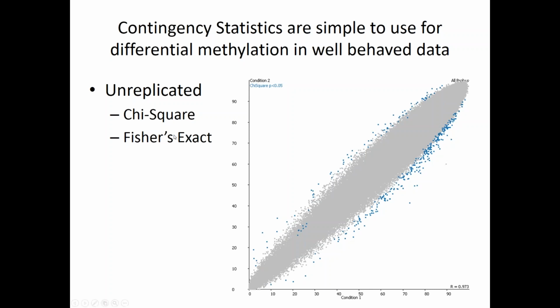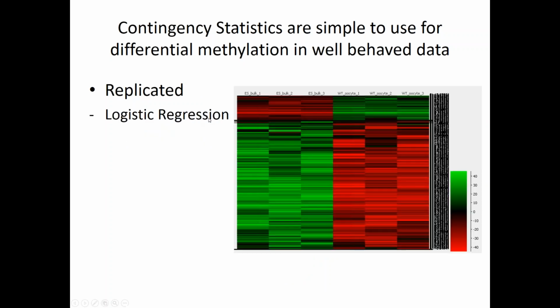The limitation with chi-square and Fisher's exact is that they are single observation statistics. So we would strongly recommend that people do biological replicates in their methylation data, and the extension of these statistics to replicated data is logistic regression. So logistic regression would allow you then to take count-based contingency data with replicates and take into account the variance that you see between sample groups and compare that with the variance within groups, and also taking the number of observations into account to identify things that change consistently.